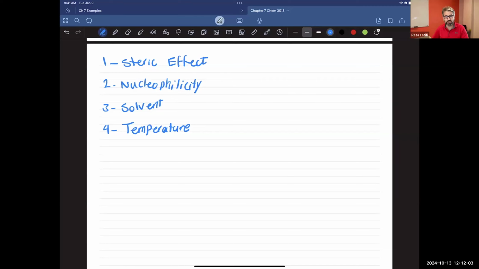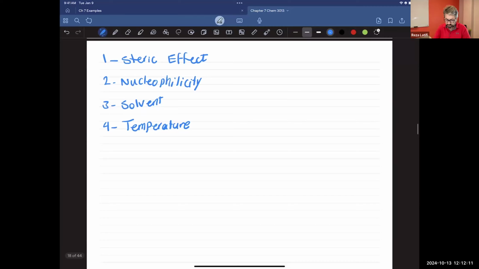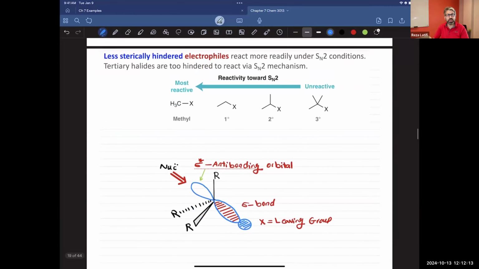Still, we are talking about substitution, and I want to know what the effect of sterics is on the SN2 reaction. Remember, in order to kick the halide, or the leaving group, out of the system, we need to reach the molecule from the back. And in order to reach it from the back, we need to have free space to reach it.